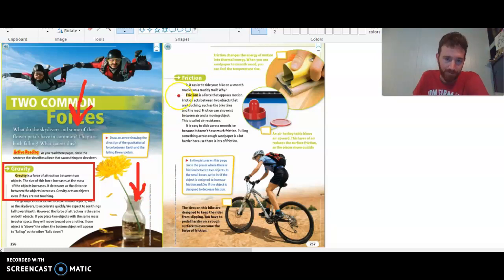The other one is friction. Friction is a word you may have heard, but we haven't really talked about it all this year so far, so let's talk about that. We say it's easier to ride your bike on a smooth road than a muddy trail. Why? Well, it'd be easier on a smooth trail.